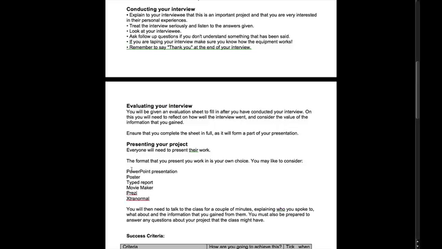Remember, it's not just the final piece of work that is being assessed in this piece of work, it's also the planning and the reflection that you undertake. Ensure, as it says here, that you complete the sheet in full, as it will form part of your final submitted piece of work. Now, finally, presenting your project.